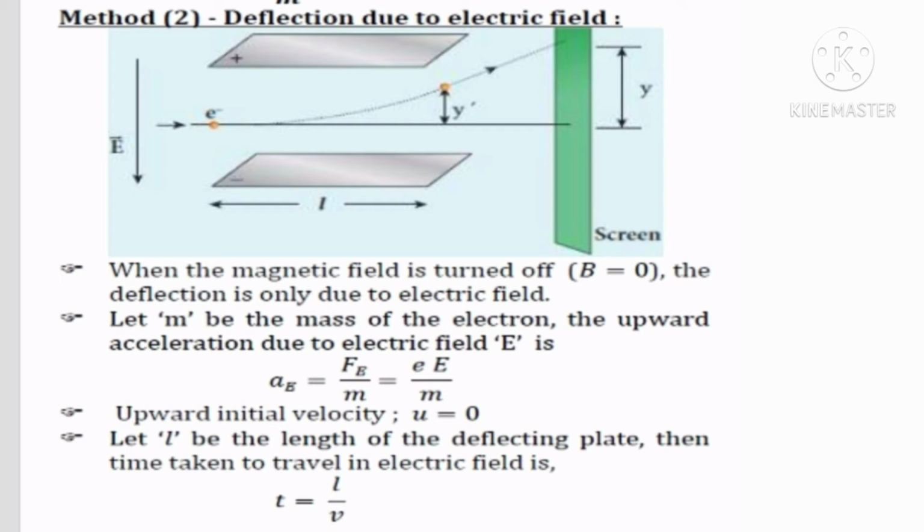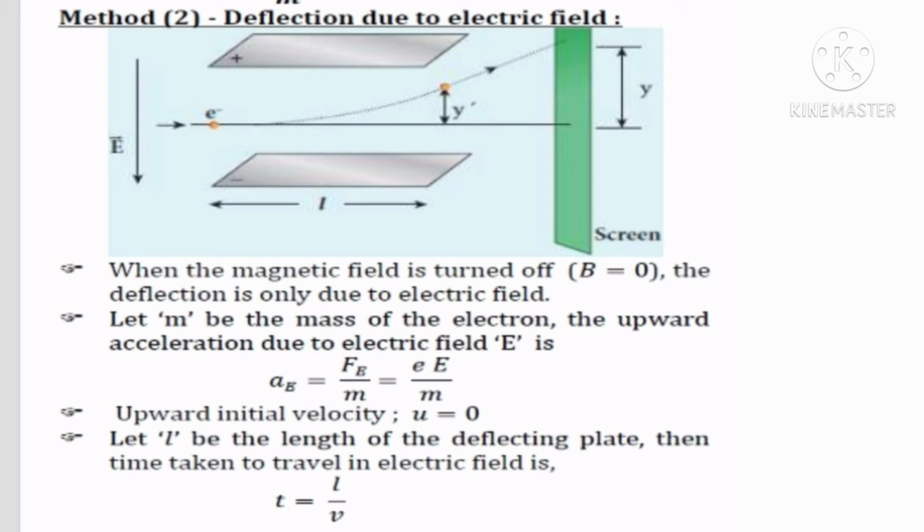The upward acceleration due to the electric field E can be written as aE = Fe/m, which is equal to eE/m. Here e represents the charge of the electron, E represents the electric field and m represents the mass of the electron.